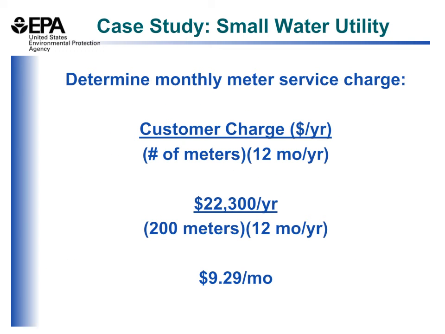So how would you determine the monthly meter service charge? There's a service charge and a commodity charge. Here we're going to establish the monthly meter service charge. You would take the customer charge from the last slide, the $22,300 per year, divide that by the number of meters or connections, the 200 meters from the first slide of the case study, and to determine a monthly charge, you would just convert from years to months. If you divide the customer charge by the number of meters, you would know how much to charge each customer. So each customer has a meter that needs to be maintained and read every month. That charge would be $9.29 per month to each connection or each customer.